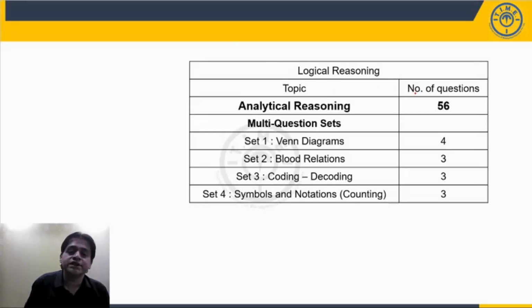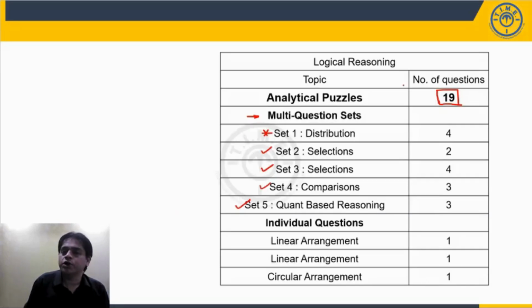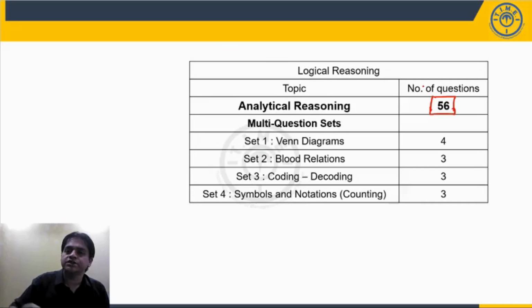So there were 56 questions in the analytical reasoning part of this particular slot. Notice that the 19 questions of puzzles and 56 questions of analytical reasoning make up the entire 75 questions. So what is missing? Critical reasoning. There was absolutely no critical reasoning tested on this slot.